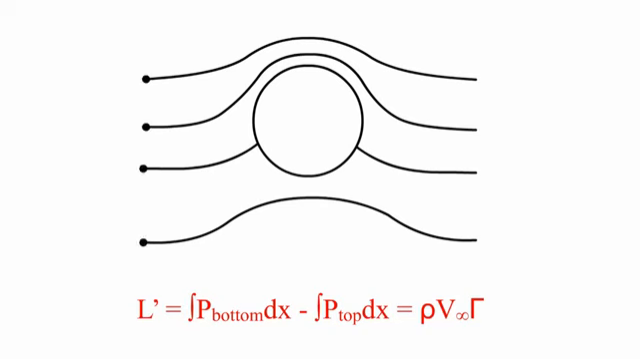Note that this doesn't mean circulation causes lift. Remember, it's the imbalance of the pressure forces on the top and bottom surfaces that physically cause the lift to happen. Circulation is a byproduct, and it happens to have a nice simple relationship with lift that we can take advantage of.